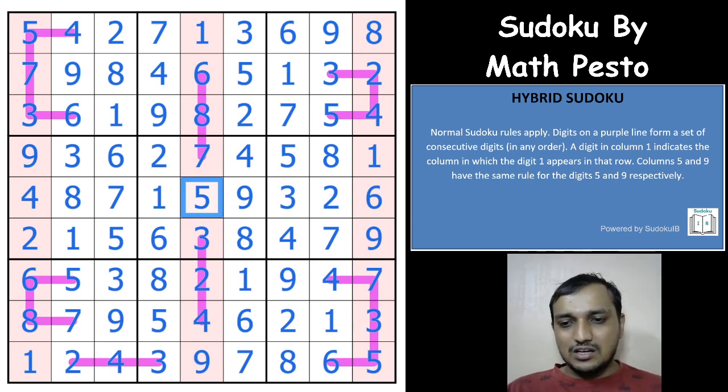And you were right about this Sudoku. It's an excellent Sudoku. Really deserving Sudoku. And I hope you enjoyed this puzzle.